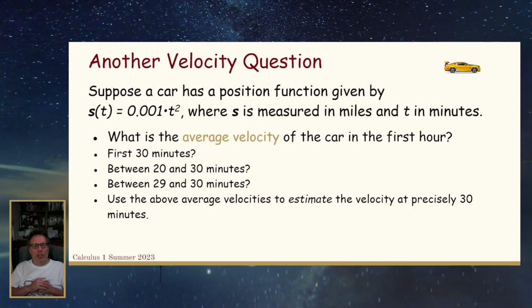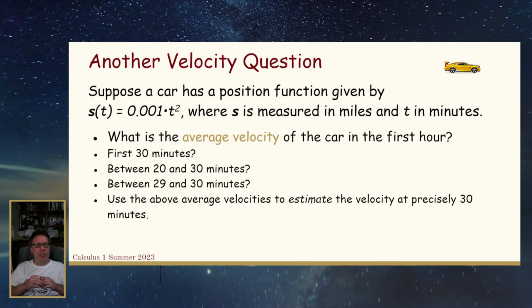In this video, I want to talk about a question that we didn't get to start during class. This is a velocity question, specifically average velocity, and we will end with an instantaneous velocity at the end. To start us off, we have a car that has a position function given by 0.001 times t squared, where s is measured in miles and t is in minutes.